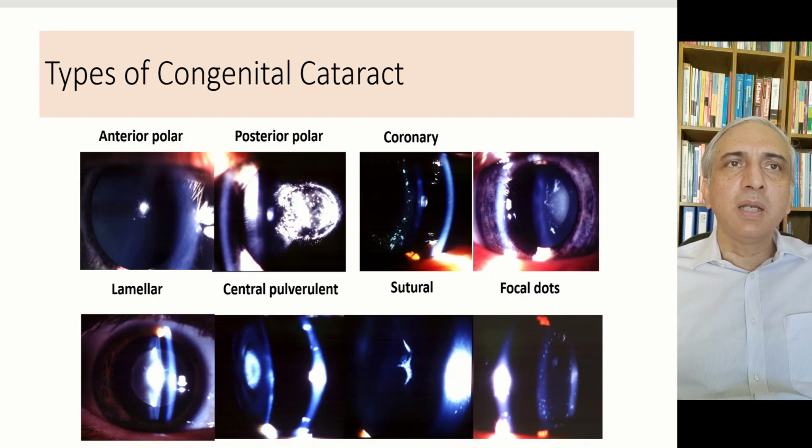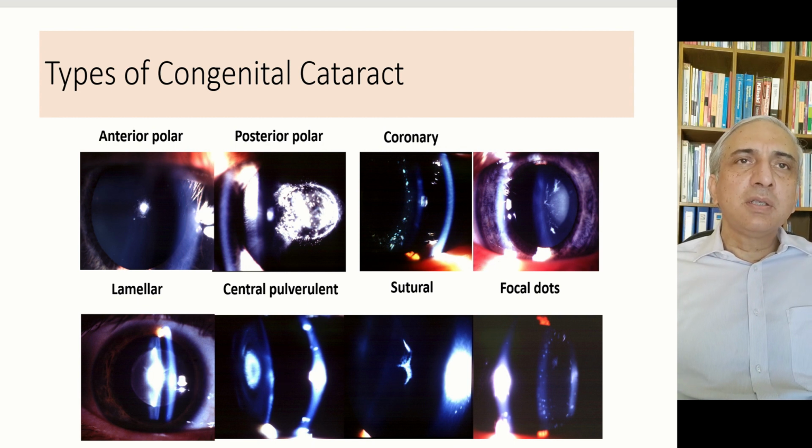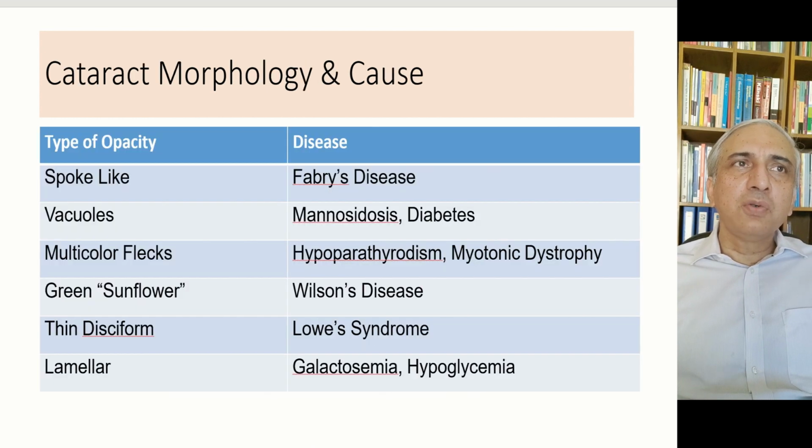So this is just a combined slide showing all the different types of cataracts, in which you start off with the lamellar, central pulverulent, this is the anterior polar, posterior polar, this is a coronary cataract, this is a focal dot cataract, this is lamellar, central pulverulent, sutural, and focal dots. Then just a cheat slide for you, as we've already told you the different types of cataracts.